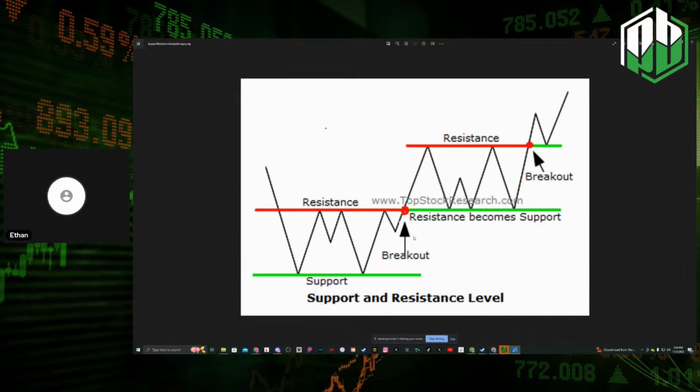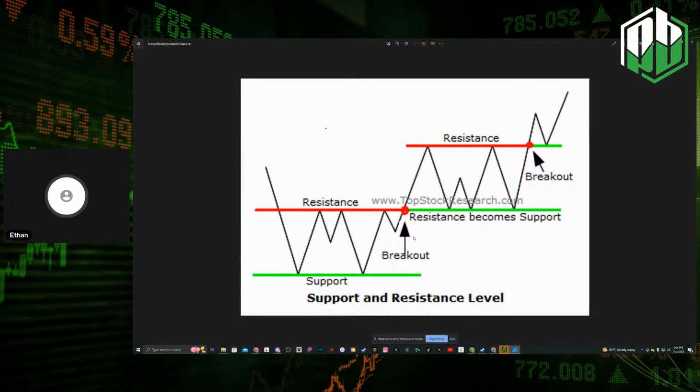I will say that bigger time frame support and resistance do mean a lot more in the grand scheme of things. You're kind of zoomed out, a bird's eye view on the stock, and you're seeing where price reacts over a week or a month or a year or multiple years. That's when those levels do mean a lot more than if you have just a 1 or 5 or 15 or 30-minute support or resistance.